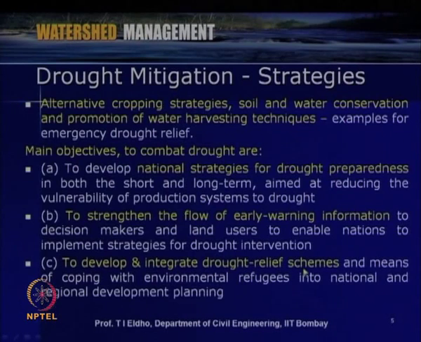Then the third issue is to develop and integrate drought relief schemes and means of coping with environmental refugees into national and regional development plans. When we are going for development plans, on either a national or a regional basis, if some areas are especially drought prone and we can give advance warning that there is a possibility of drought, then we can integrate the drought relief schemes within the existing schemes, so that we can deal with the drought very effectively.